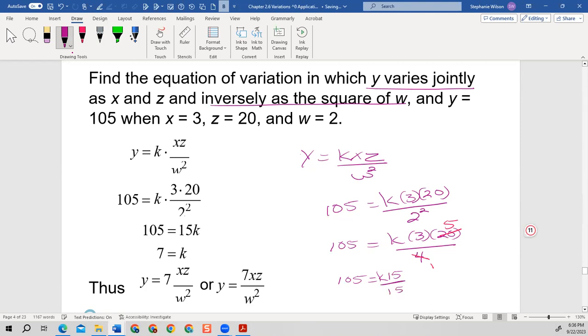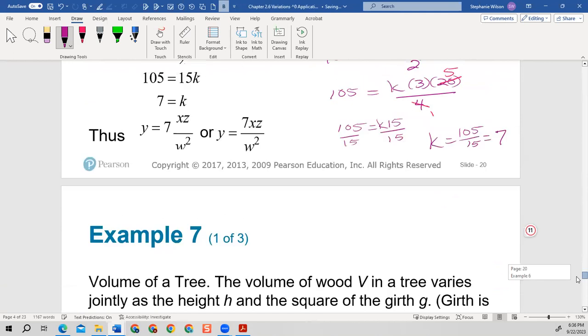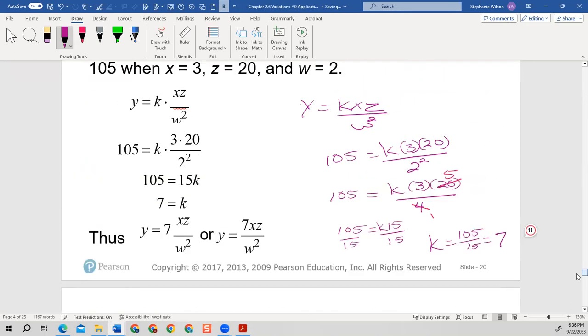So now let's divide by the 15. So now I have k is equal to 105 divided by 15. And let's see what that gives me. That gives me 7. So my constant k is 7. And now let's write it in our equation. I'm going to write it here at the top. So now I get y is equal to 7xz divided by w squared. And that's all we need to do.